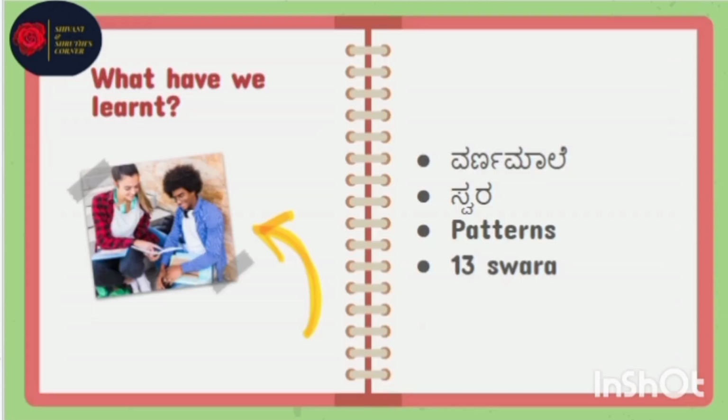So quick recap, what have we learned is Varnamale, we have learned that there are 13 Swara, 34 Vyanjana and 2 Yogavaha. Swara can be pronounced independently. The patterns can improve the handwriting. And 13 Swaras, we learned 6 Hrasva Swara and 7 Dirgha Swara.